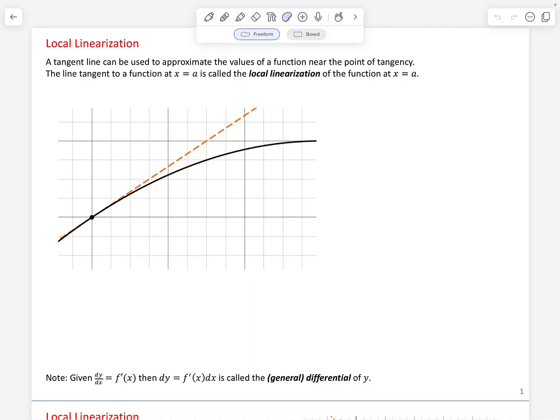Hello, calculus students. This lesson is on local linearization. Now, a tangent line can be used to approximate the values of a function near the point of tangency.